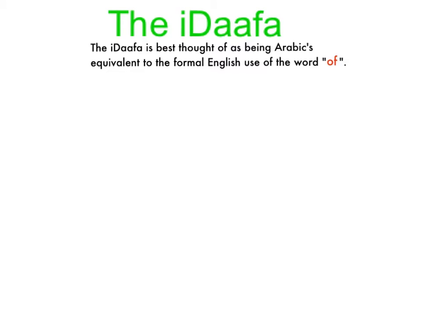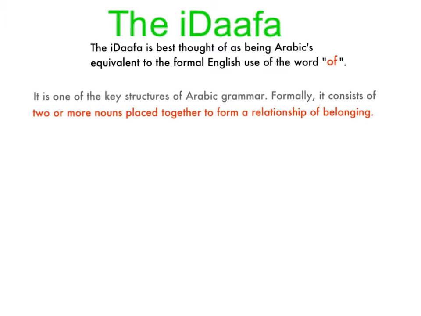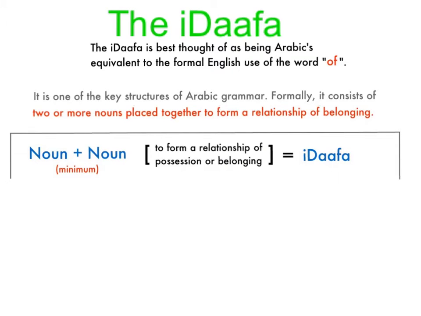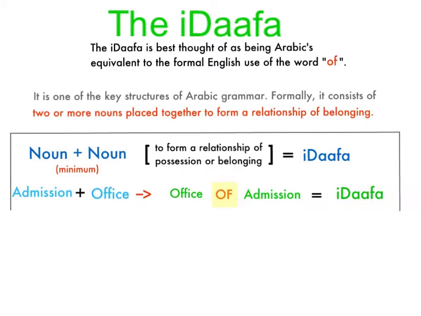The إضافة is best thought of as being Arabic's equivalent to the formal English use of the word of. It's one of the key structures, the most commonly used one in Arabic grammar. It usually consists of two or more nouns placed together to form a relationship of belonging. So, you have here admission plus office. In English, you would say office of admission. This is the equivalent of إضافة.